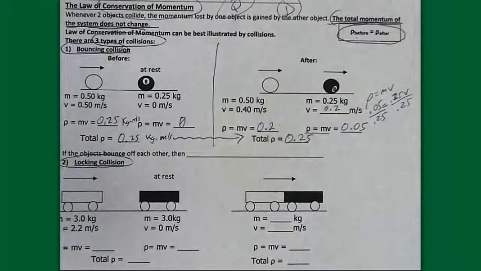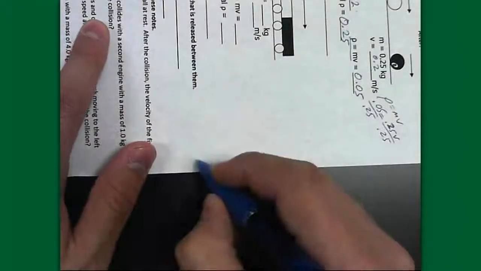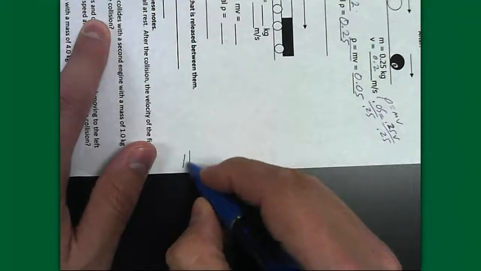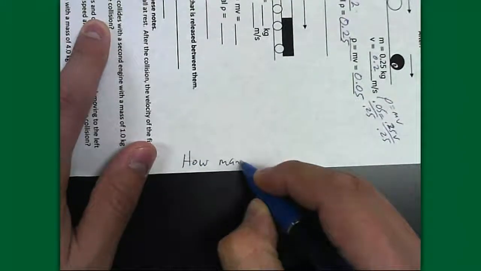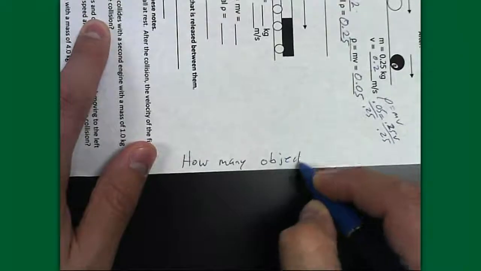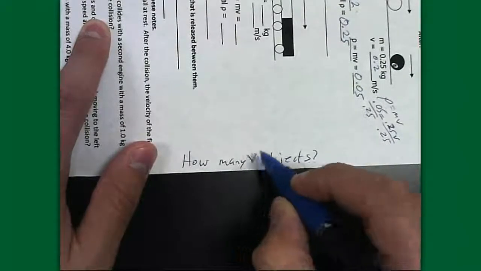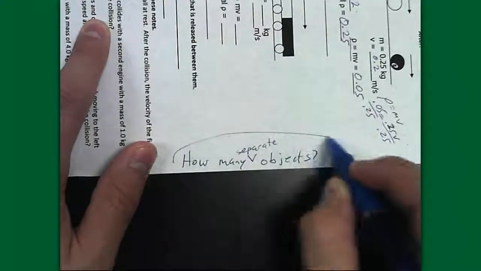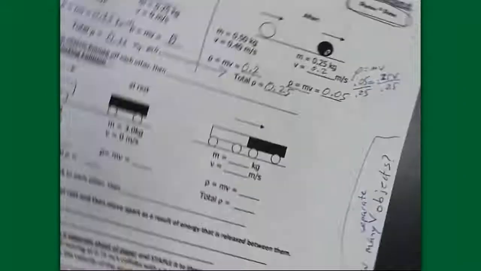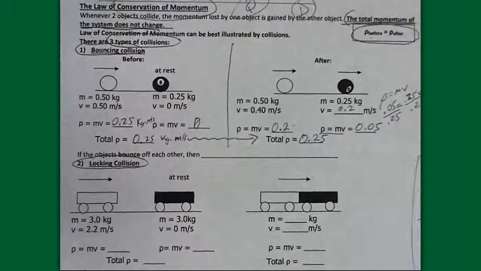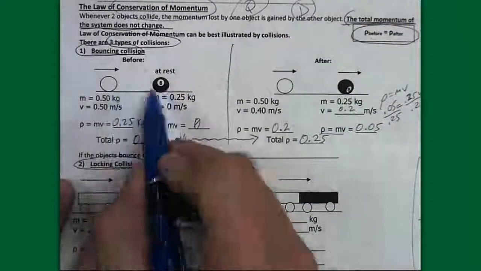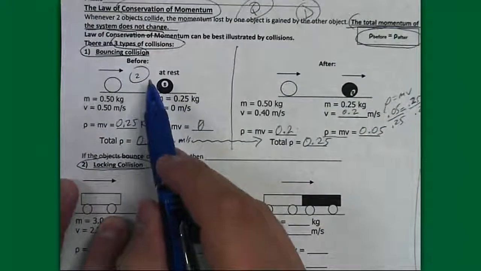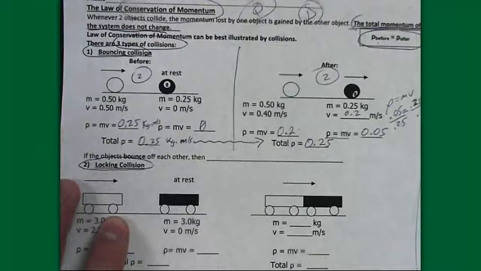Ultimately, at the end of this whole section, and you might want to write this note out to the side of your notes, the most important thing to consider in all of these collisions is how many objects are there. And perhaps instead of how many objects, I should say how many separate objects. How many separate objects are there at any one point in time in these collisions? It's important to realize that before the collision we have two separate objects, and with a bouncing collision we also have two separate objects after the collision.